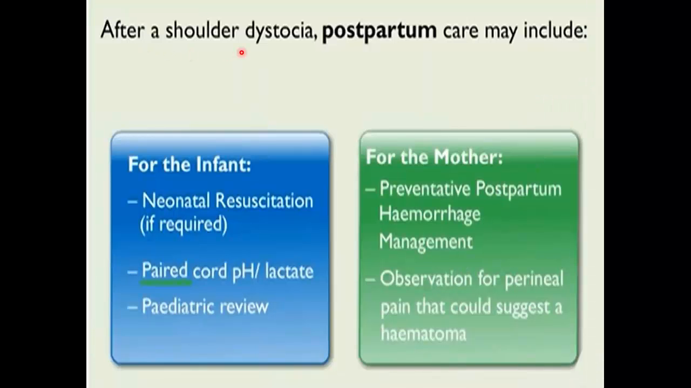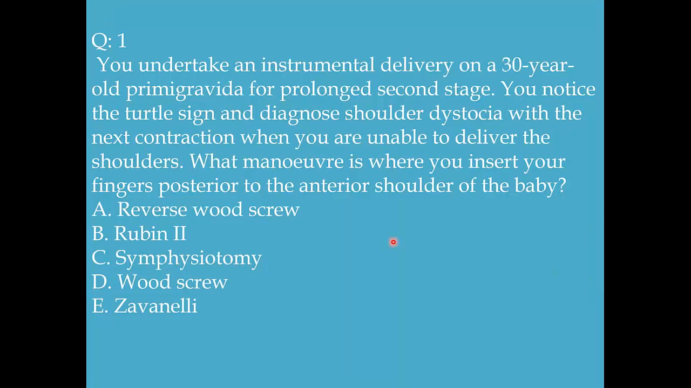So after shoulder dystocia, postpartum care should be provided for the infant and for the mother. For the infant: neonatal resuscitation, paired cord pH, lactate, pediatric review. For the mother: prevent postpartum hemorrhage, because postpartum hemorrhage complicates 11% of cases, and observe for perineal pain that could suggest hematoma. So this is about shoulder dystocia. Any questions?